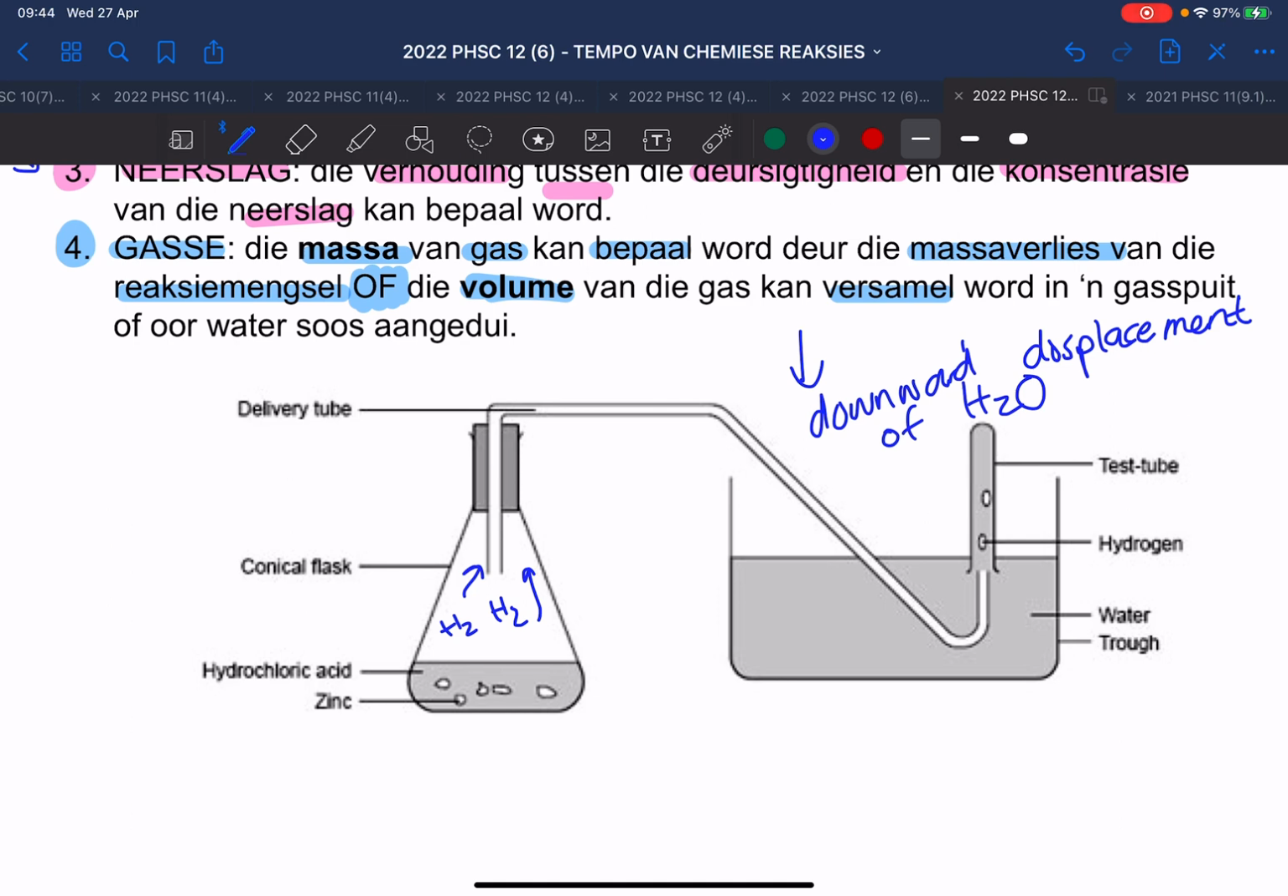And then the delivery tube, die afleibuis in Afrikaans, delivery tube is 'n afleibuis. Okay, and it goes up in the air, and the bubbles, die gasborrels gaan hier in. The gas bubbles go up in here, and it pushes the water down, and you can collect the gas like this. And the gas that is given off is hydrogen gas, waterstofgas.